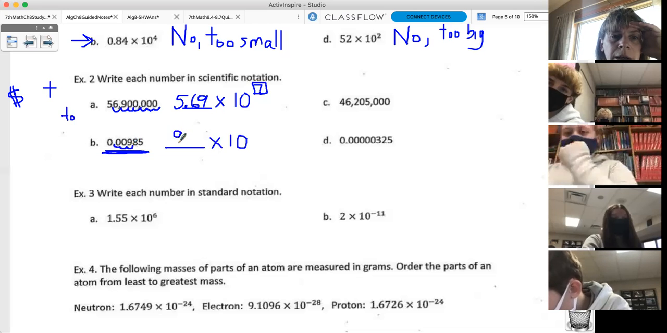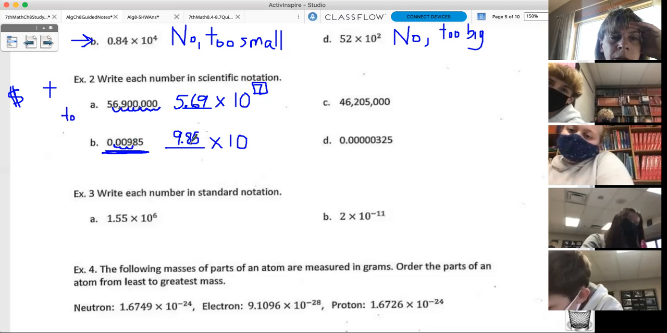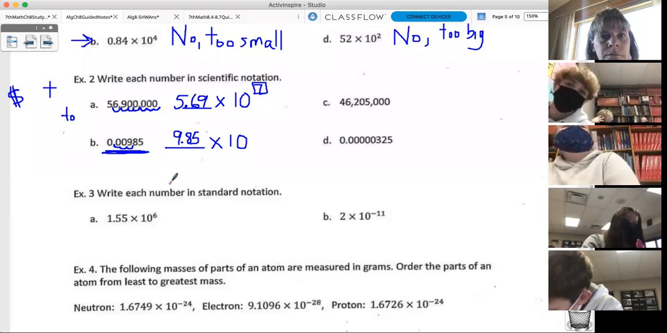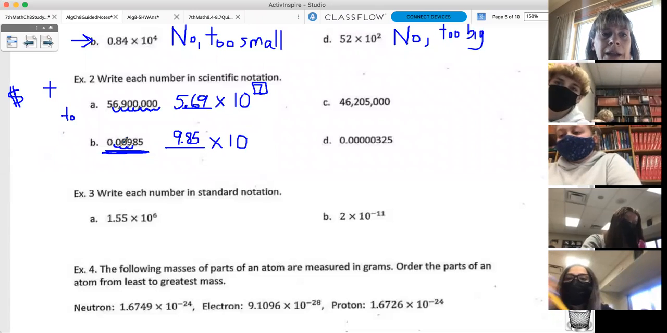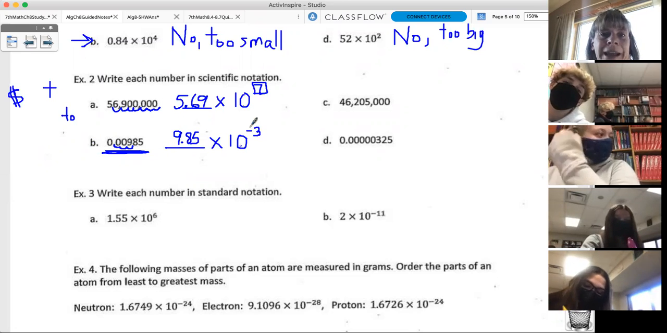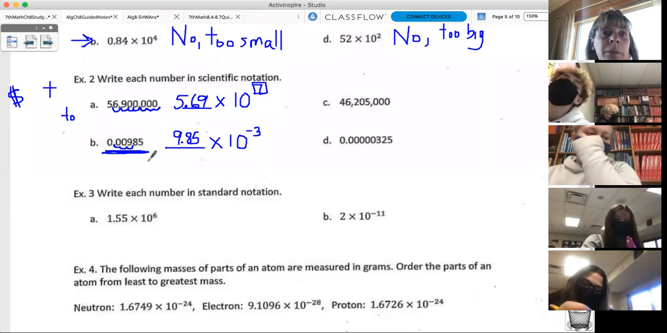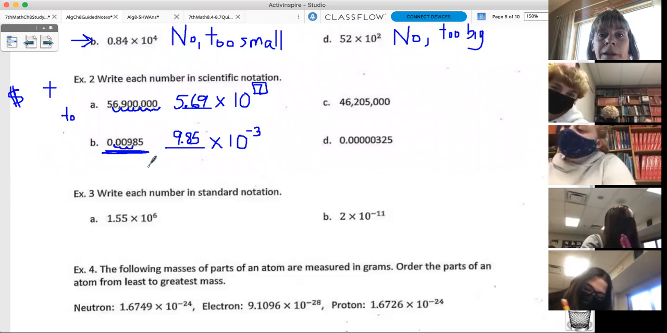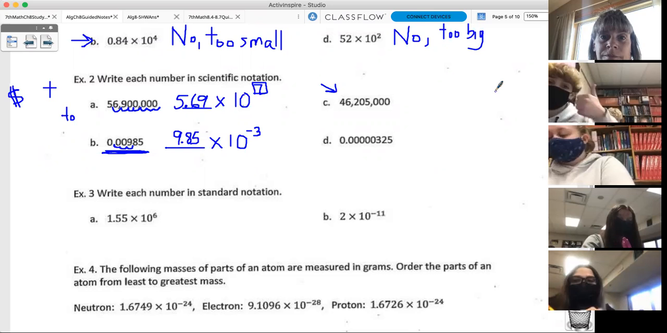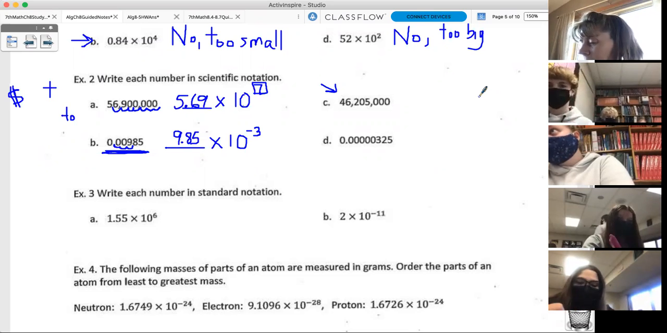So 9.85, that's the right location. How many places did I move it, Caitlin? 3, and it is going to be a -3 because that initial number was not something I wanted. I have a really negative attitude about this number in my bank account, right? All right, so you guys, positive or negative? Positive.